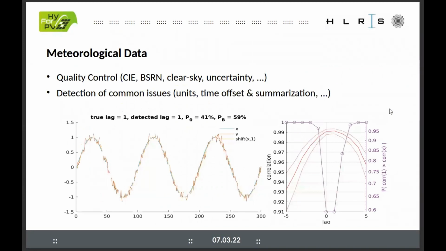Some other features, typical automatic quality control methods. Some are more experimental. Detection of time offsets for short intervals becomes problematic. So we've developed these probabilistic metrics that at the end, they ask you as a user, like, it kind of looks like it's shifted. Are you sure? With 90% confidence, and then you can look into it.